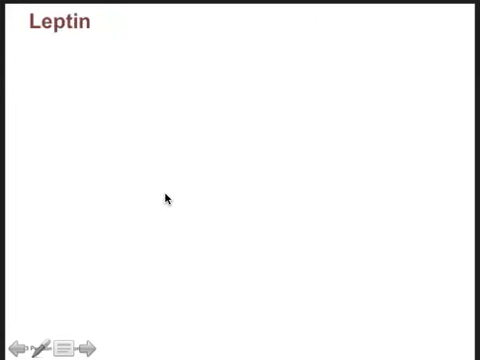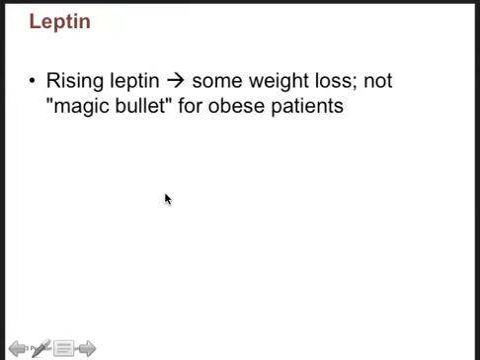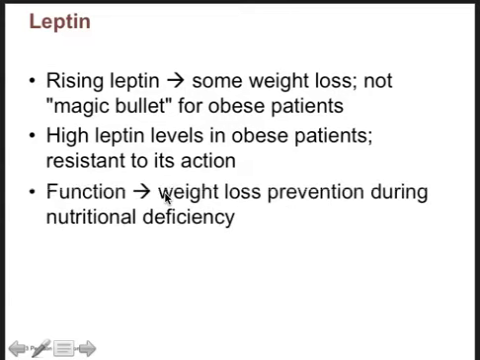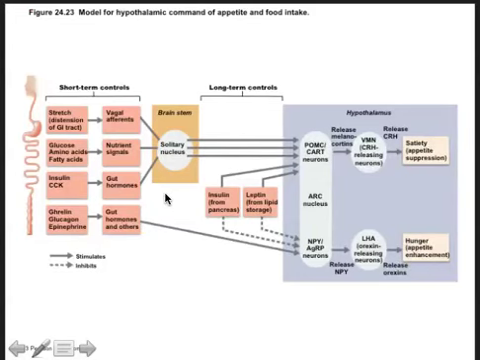Rising leptin can lead to some weight loss, but it is not a magic bullet for obese patients. High leptin levels in obese patients indicate that they're resistant to its action. The function is to lead to weight loss prevention during nutritional deficiency. And here we can see the interaction of these short and long-term controls and where they actually trigger hypothalamic responses.